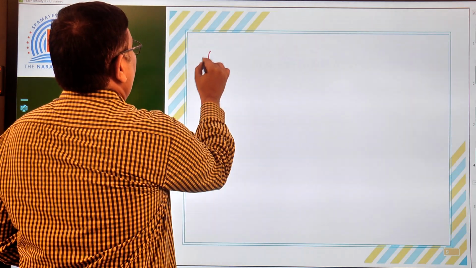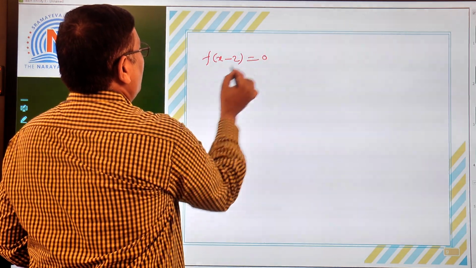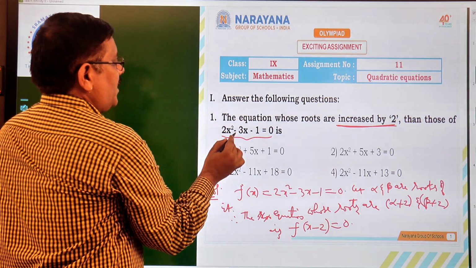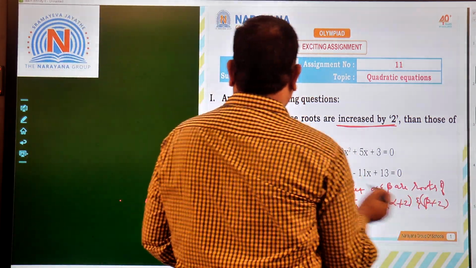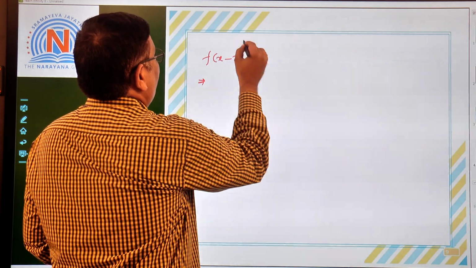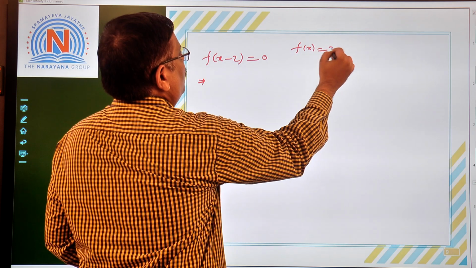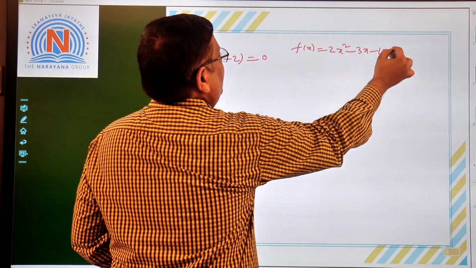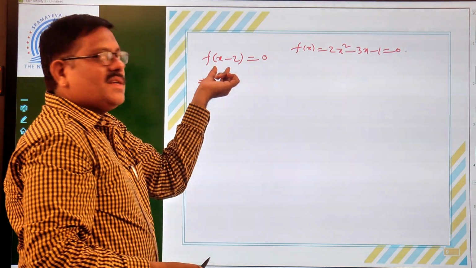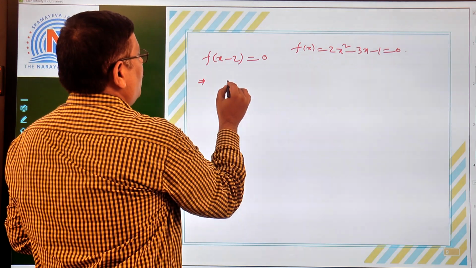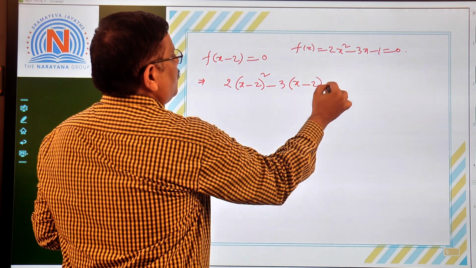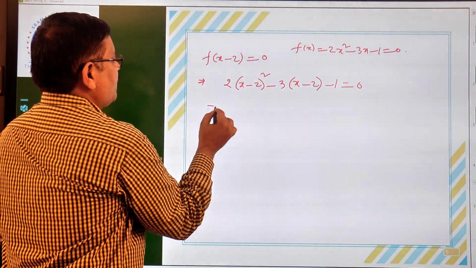So f of x minus 2 is equal to 0 is what we are going to find out. What is f(x) for us? We have f(x) as 2x square minus 3x minus 1, equal to 0. So how can you get f of x minus 2 is 0? Wherever you have x, replace that with x minus 2. So what do you have now? 2 times of x minus 2 whole square minus 3 times of x minus 2 minus 1 is equal to 0. Let us further simplify that.